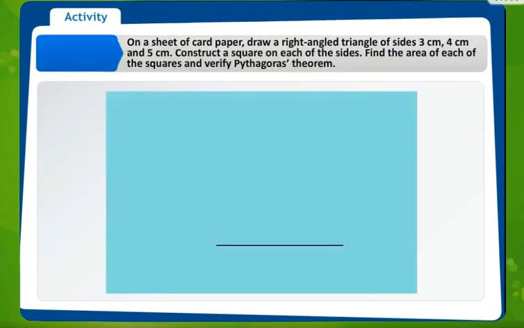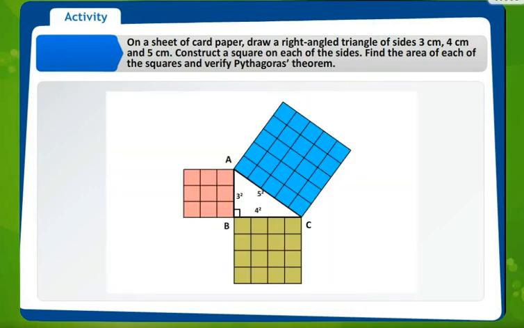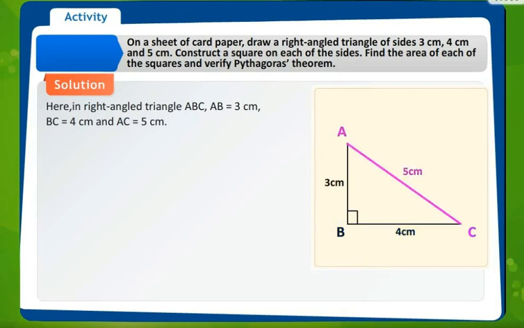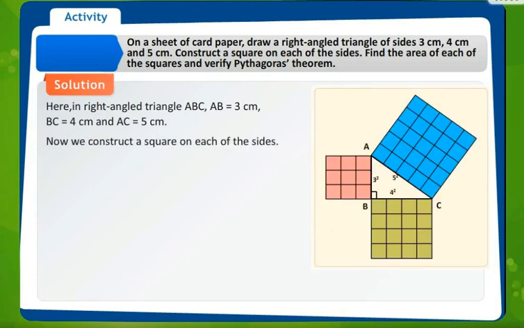Now on a sheet of card paper, draw a right angle triangle of sides 3 cm, 4 cm, 5 cm. Construct a square on each of the sides. Find the area of the squares and verify the Pythagoras theorem. You will see that if the side of the square is 3, the area of the square will be 3 square. Now since we talk about right angle triangle ABC, AB will be 3, BC will be 4 and AC will be 5 cm. Now we have to verify the Pythagoras theorem. So we construct a square on each of the sides.